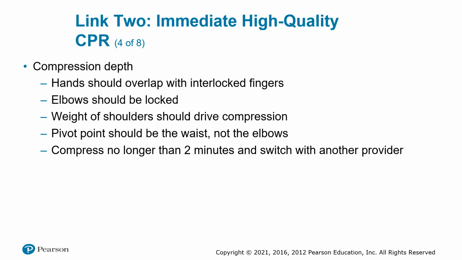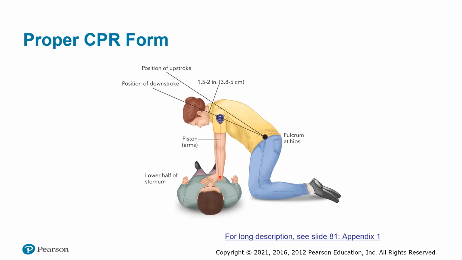Hands should overlap with interlocked fingers. Elbows should be locked. Weight of the shoulders should drive the compression. Pivot point should be the waist, not the elbows. And compress no longer than 2 minutes and switch with another provider.